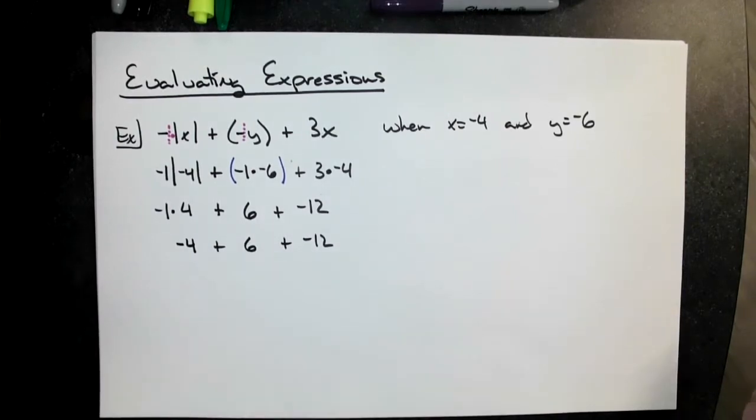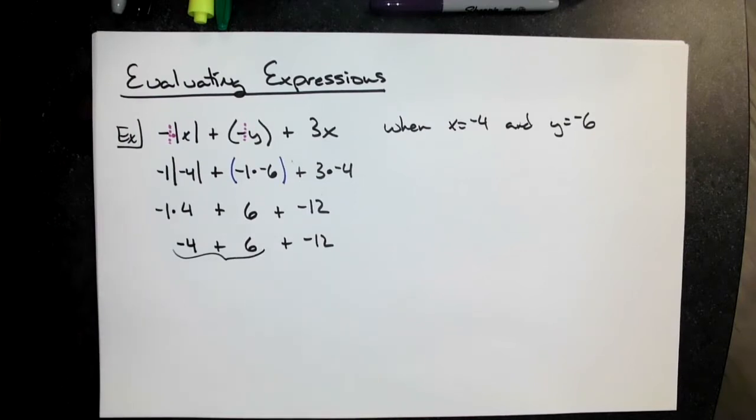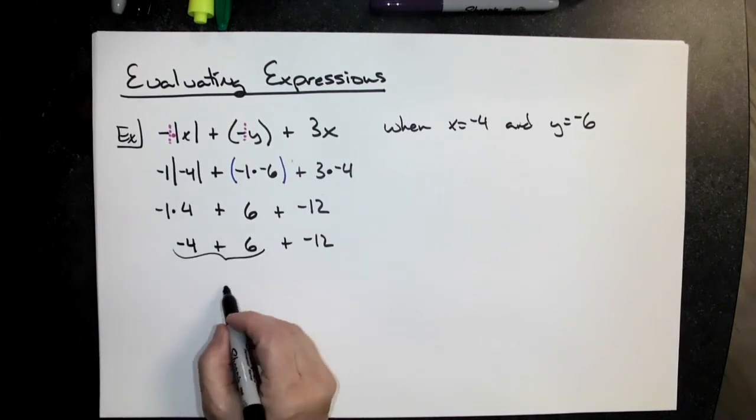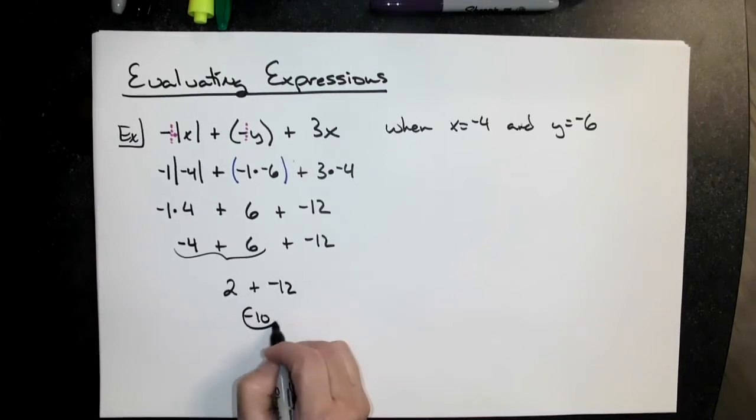I'm going to do these from left to right across the page, or I choose to, because addition is just left to right. So that's going to be a 2 plus a -12. It's going to give me a -10.